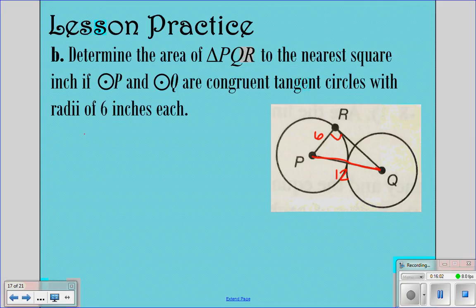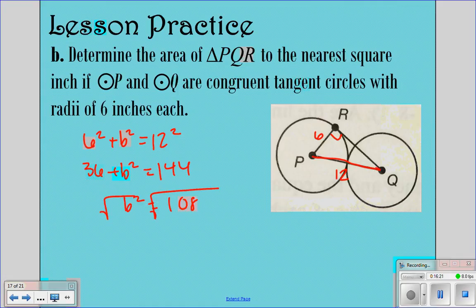So we would have 6 squared plus the side squared equals 12 squared. So 36 plus b squared equals 144. And so if you subtract, you'll get b squared equals 108. And so take the square root. And so b would be 6 square roots of 3.